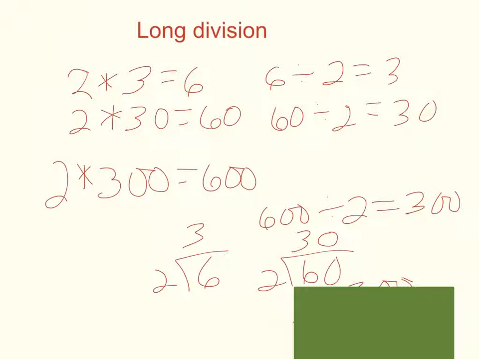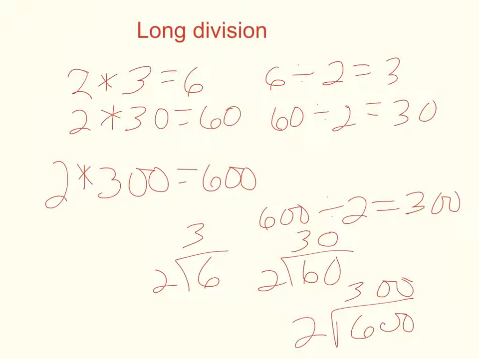Okay, so what if I wrote the second one that way? So it looks like this. 60 divided by 2 equals 30. Again, it's the same thing. It's just that I wrote it in a different format. And now I'll do the last one. So there's 600, and it's divided by 2, and you get 300, and that's just this one here rewritten.